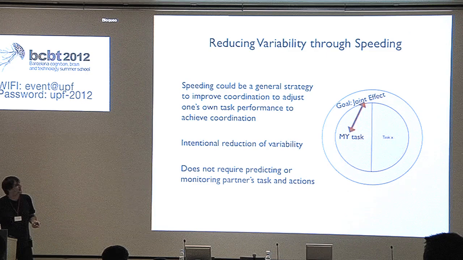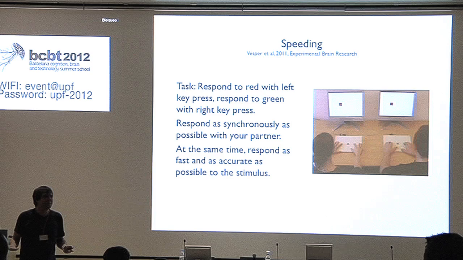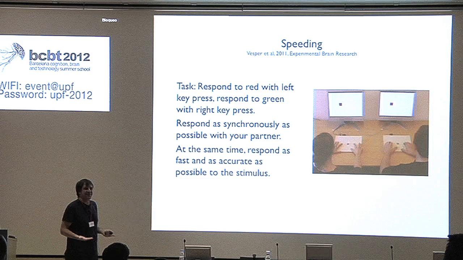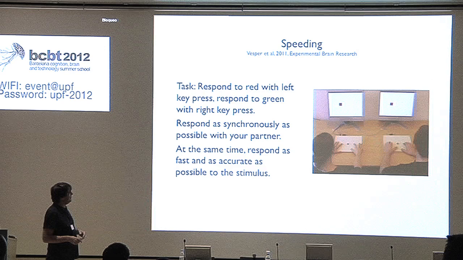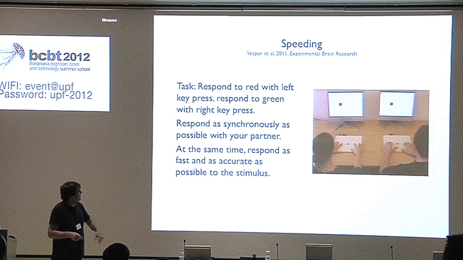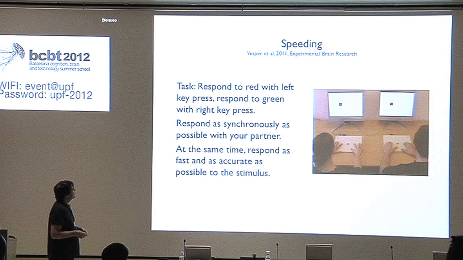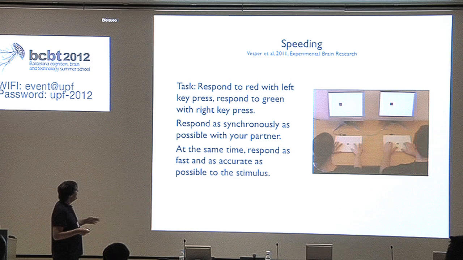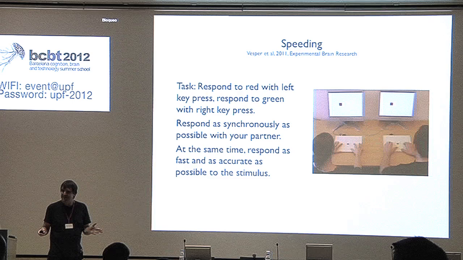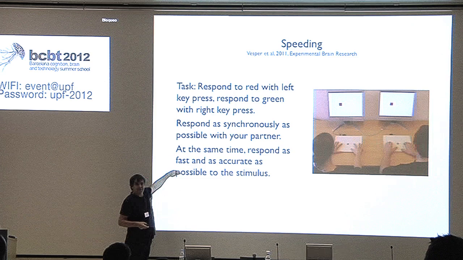And I'm an experimental psychologist, so if you want to test an assumption like that, you take the most simple sort of paradigm. So our poor participants had to perform very simple tasks. In one experiment, we asked them to respond to red and green stimuli. You just press left for the red and right for the green stimulus. Very, very simple task. In one experiment, we asked them to respond as synchronously as possible with their partner, so at the same time. So there was an explicit coordination requirement. In the other experiment, we asked them to just perform the task individually. That would be the normal social facilitation type experiment. And at the same time, respond as fast and as accurately as possible to the stimulus. That was the instruction in both experiments.